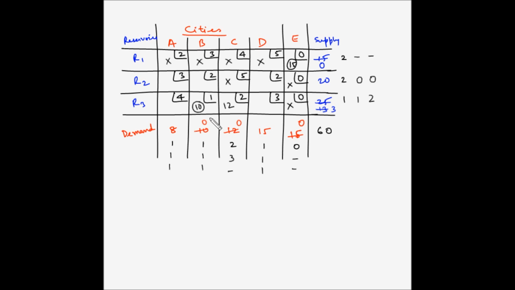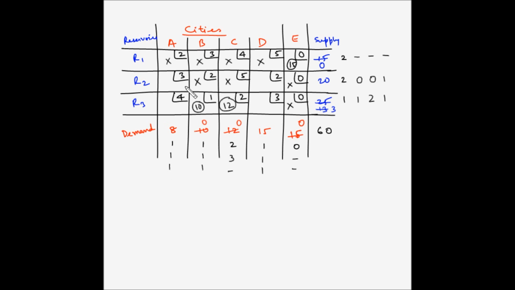Now since the entire demand at B has been met, let's cross off the remaining boxes indicating that they are no longer required to be allocated. Now let's redetermine the row and column differences for each row and each column. Let's skip the first row as it is completely allocated. For the second row, lowest is 2 and the next lowest is 3. So difference is 3 minus 2, which is 1. For the third row, lowest is 3, next lowest is 4. So the difference is 1. I think I missed circling this one, so let me do that. Okay. Now let's proceed to the columns.